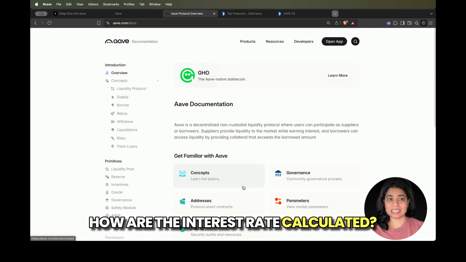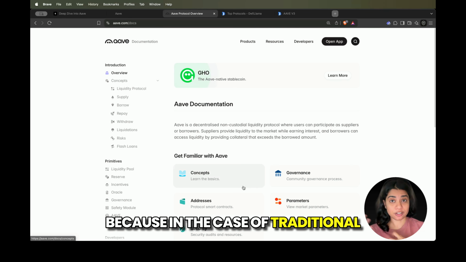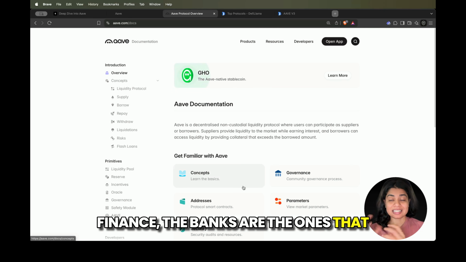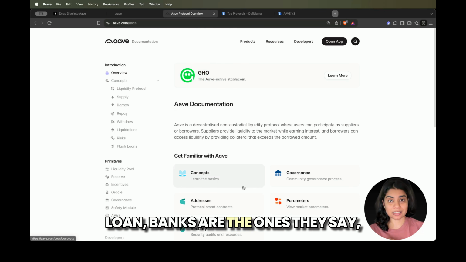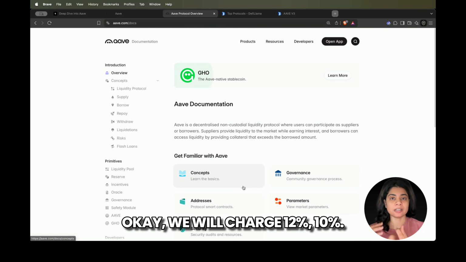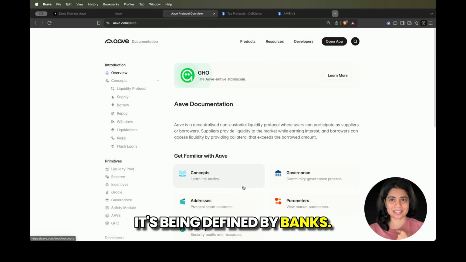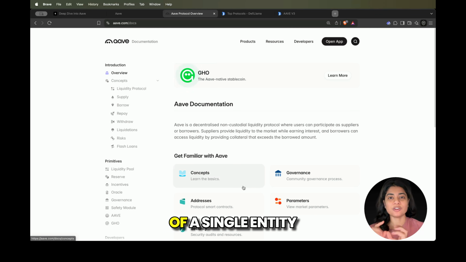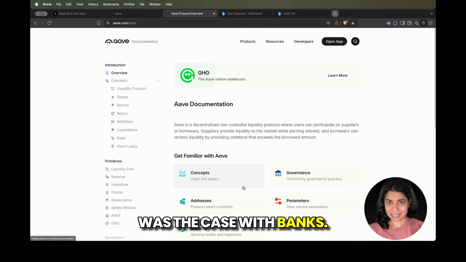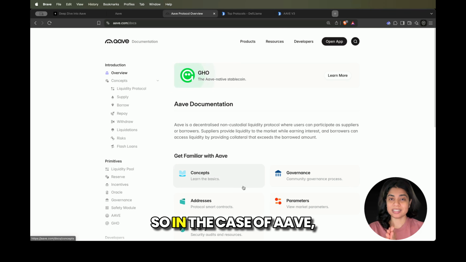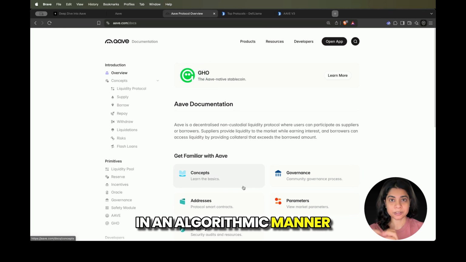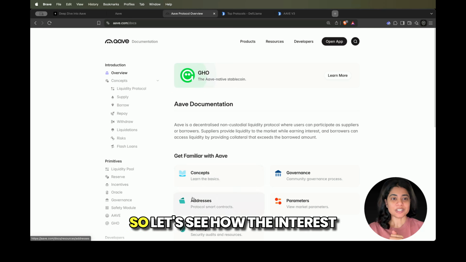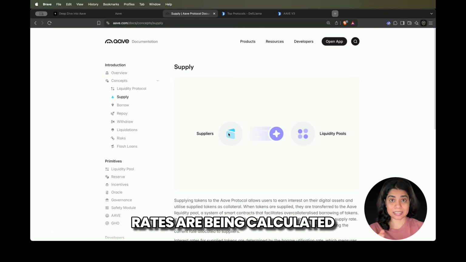How are the interest rates calculated? Because in traditional finance, the banks are the ones that decide the interest rate, right? If you want to take a house loan, banks are the ones who say, okay, we will charge 12%, 10%. It's being defined by banks. So everything is under the control of a single entity. That was the case with banks. That's not how DeFi works. In the case of Aave, the interest rates are determined in an algorithmic manner through market demand and supply. So let's see how the interest rates are calculated in case I supply my tokens.